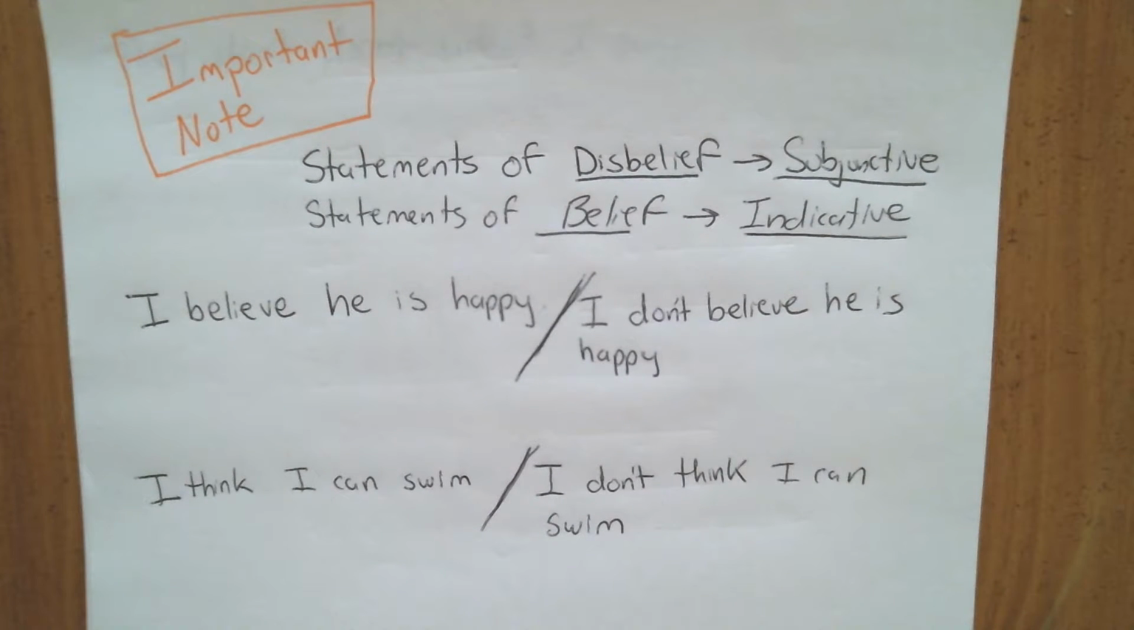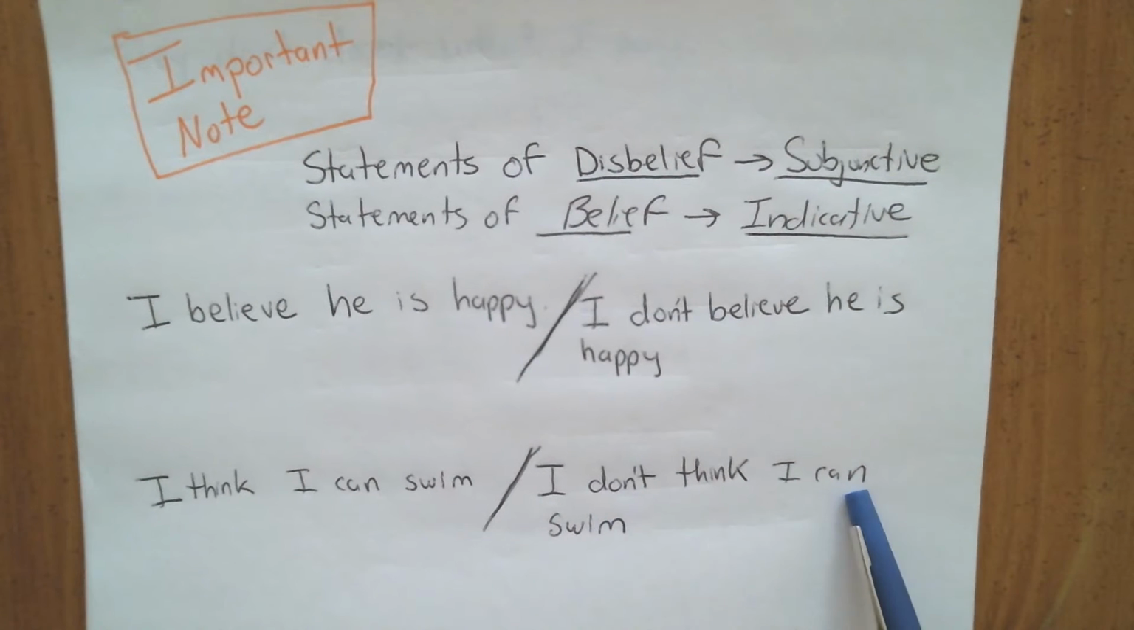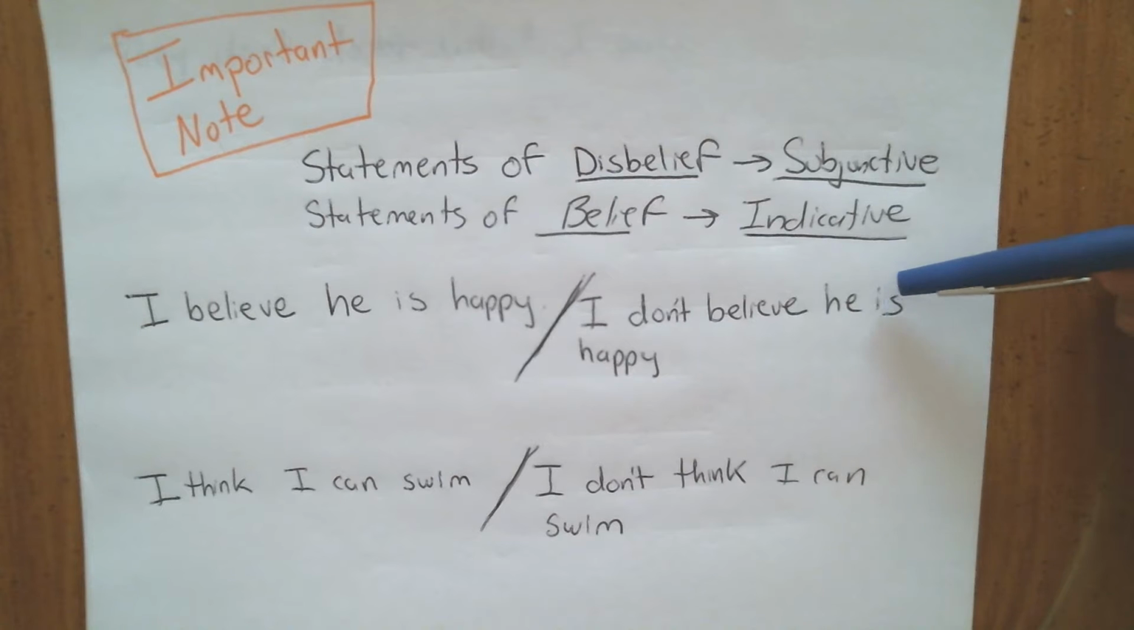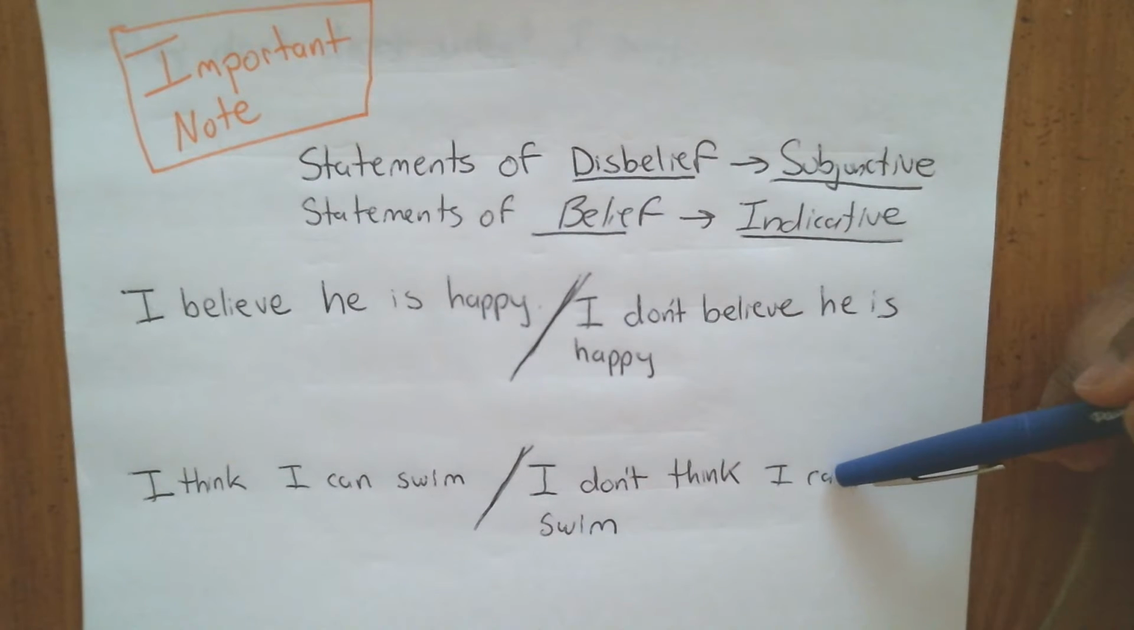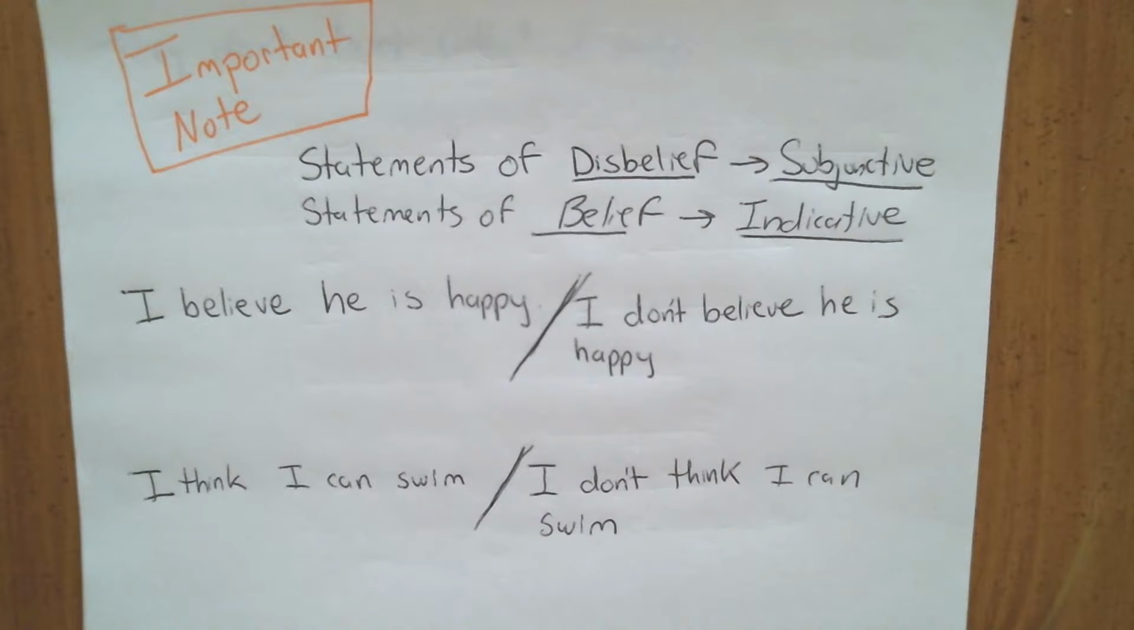But if you're treating it like it's not a fact, I don't believe he is happy, I don't think I can swim, then the verb that is being doubted is going to be in the subjunctive. So that's just an important note to make. A statement of disbelief is going to be in the subjunctive.